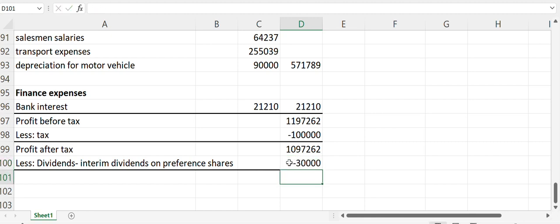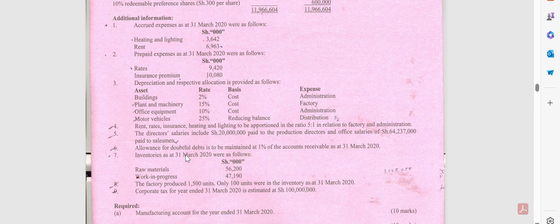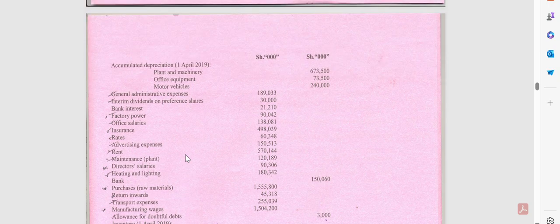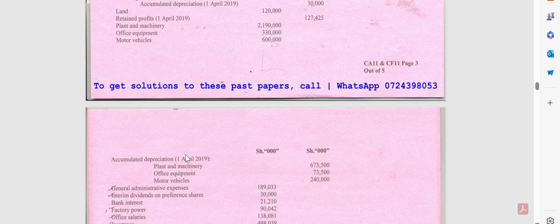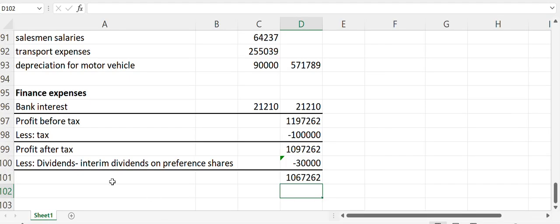So let us get this. So this one is going to be this one minus that. So I don't know whether in the additional information there was information on dividends, so that we don't leave anything out. We don't have information on dividends, so that was the only dividends on preference share. So my friends, if you add now the retained profit from the previous period, you are done with the question.